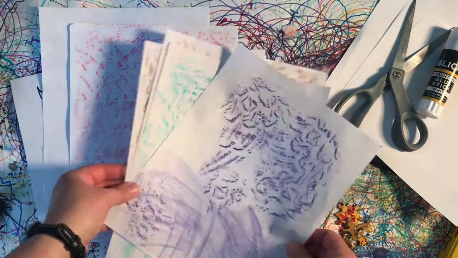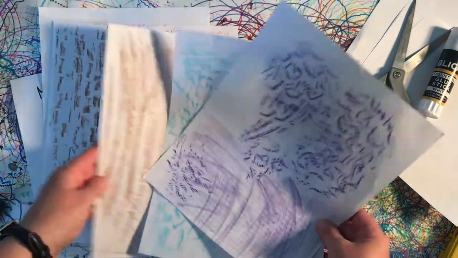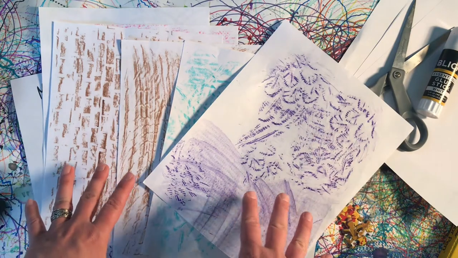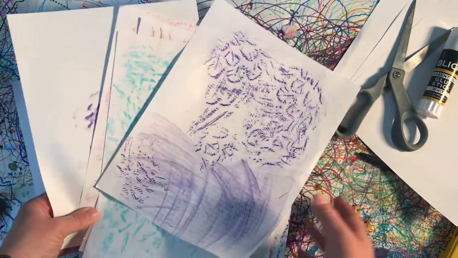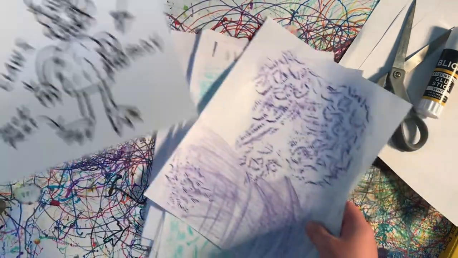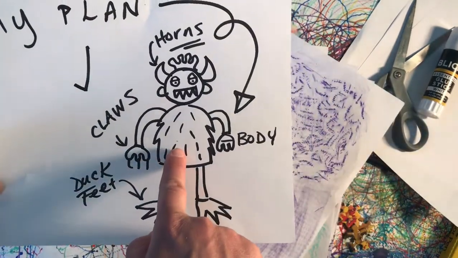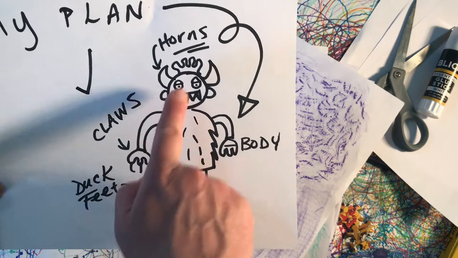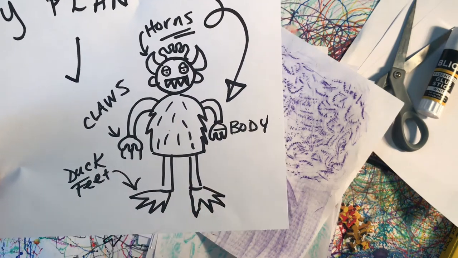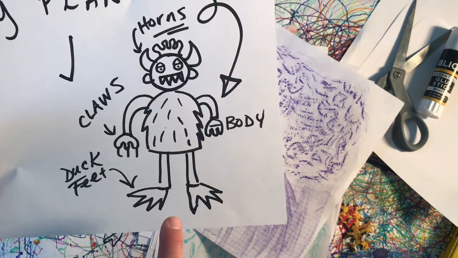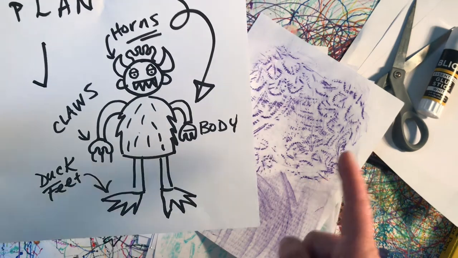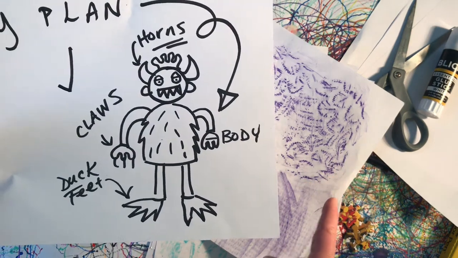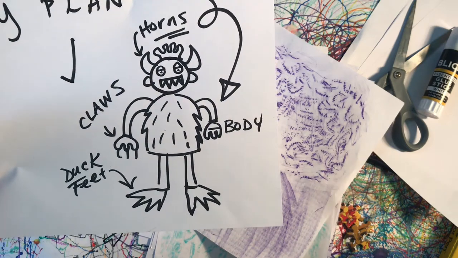So I am going to use the rubbings of the textures I found around my house, and I'm going to create my wild thing, and I'm going to follow my plan. I'm going to cut my body into this shape, my arms into these shapes, and so on and so forth. And I'm going to do that by drawing out the shapes on the textures that I really like for each part. So let me get started.